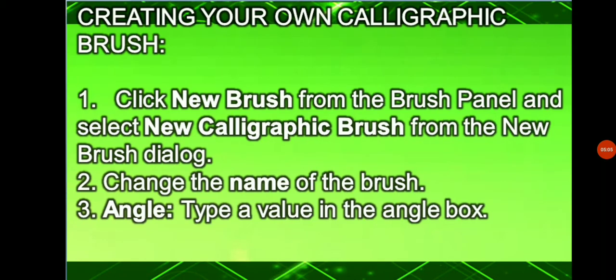Now, how to create your own calligraphic brush. Use the following steps to create a new calligraphic brush. Number 1 is to click new brush from the brush panel and select new calligraphic brush from the new brush dialog. This will open up calligraphic brush options. Number 2, change the name of the brush. 3, angle. Type a value in the angle box. This value will determine the angle of the brush.